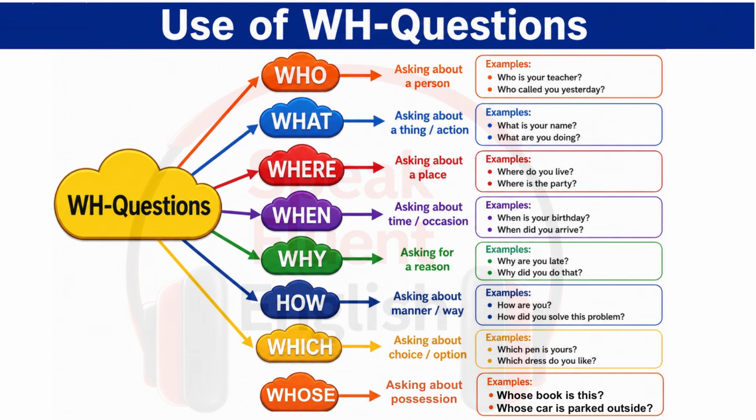Now, where. We use where to ask about a place or location. For example, where do you live? Where is the party? Where are my keys? And where did you go yesterday? It helps us ask about places.